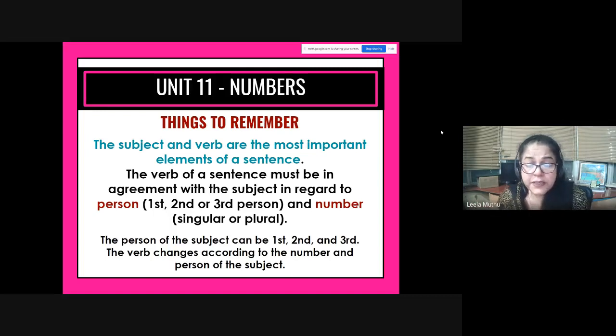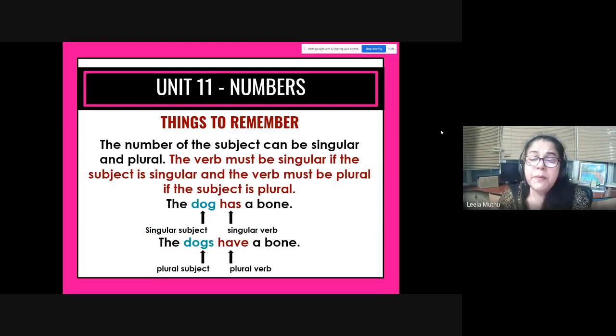All right, so the subject can be in the first person, second person, or third, and the verb changes according to the number and the person of the subject. Okay, so now this is really, really important. Very important. And so when you're changing a whole sentence from the singular to the plural form, you will understand why the verb must agree with the subject. Otherwise it will sound really wrong. So the number of the subject can be singular in a sentence or it can be plural. The verb must be singular if the subject is singular, and the verb must be a plural verb if the subject is plural. Okay, this is really, really important.